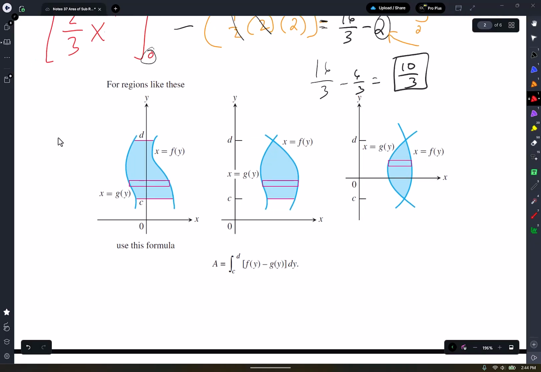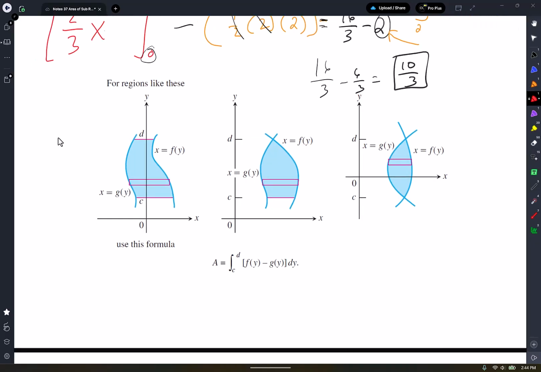For regions like these, notice these regions. This is a function with respect to what letter? Y. Notice x equals g of y. So with these, we're not going to integrate with respect to x. We're going to integrate with respect to y. Notice this gap, that's a dy. Notice that gap, that's a dy. That's a dy. And why is it a big Y? It's a difference in y.